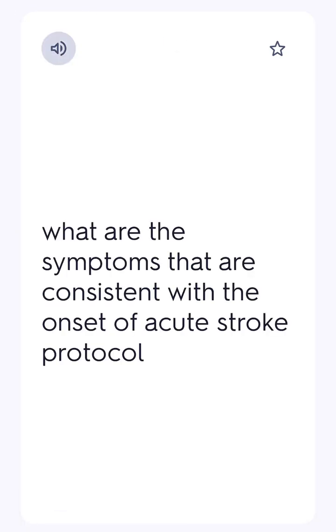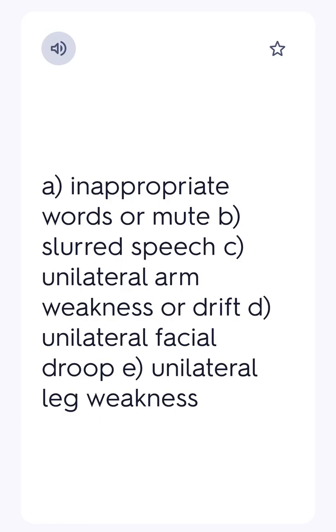What are the symptoms that are consistent with the onset of acute stroke protocol? A, inappropriate words or mute. B, slurred speech. C, unilateral arm weakness or drift. D, unilateral facial droop. E, unilateral leg weakness.